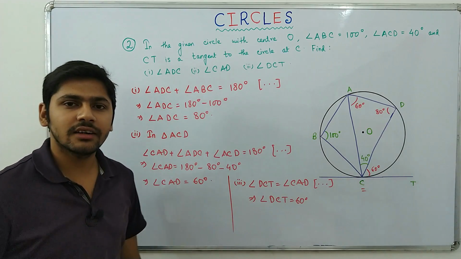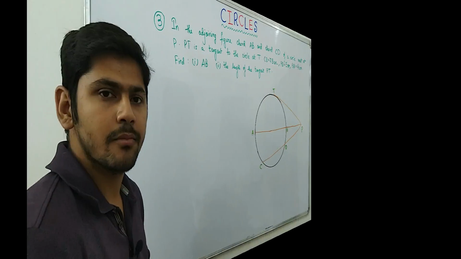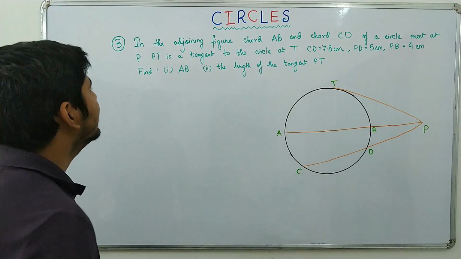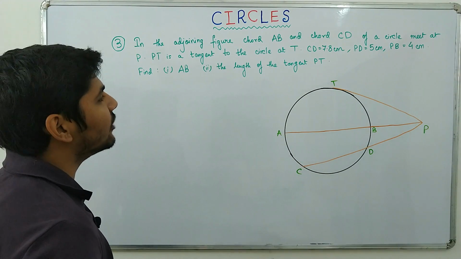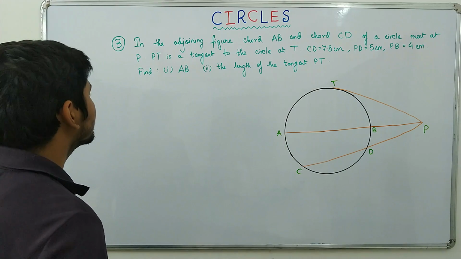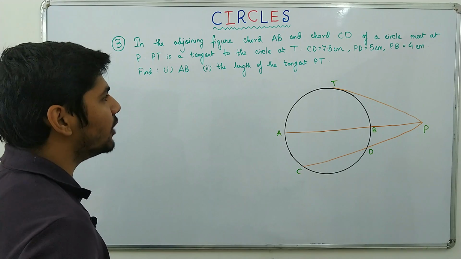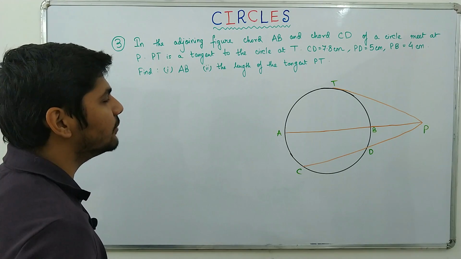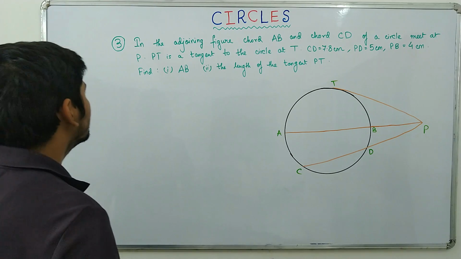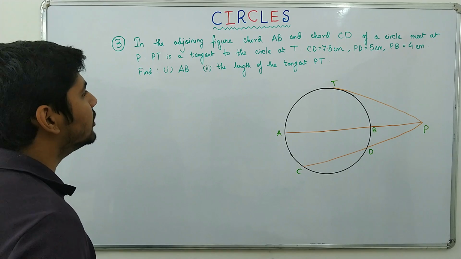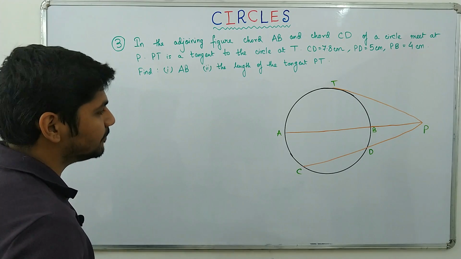Now we move on to the next question. Moving on to sum number 3. In the adjoining figure, chord AB and chord CD of a circle meet at P. PT is a tangent to the circle at T. CD is equal to 7.8 cm, PD is equal to 5 cm, PB is equal to 4 cm. You have to find number 1, AB, and number 2, the length of the tangent PT.